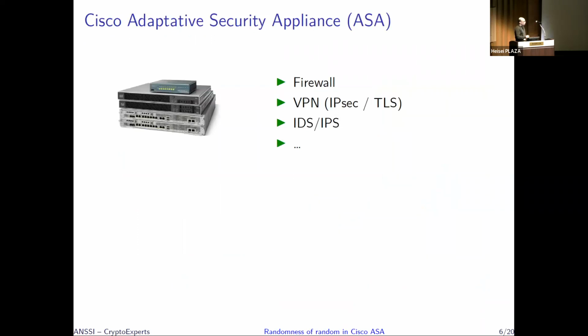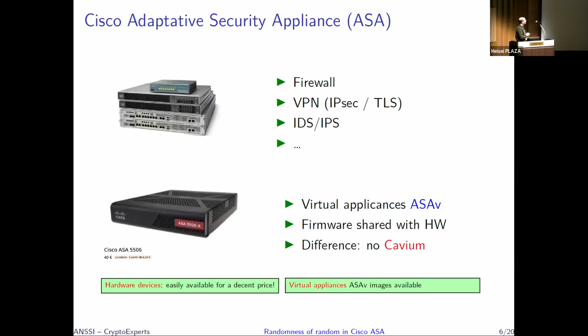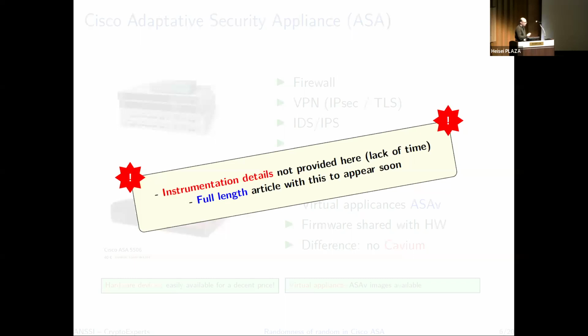This forced us to try to understand what happens inside the appliances. The ASA appliances are firewalls that implement VPN, IPsec, TLS, etc. And they come in two flavors. The first one are hardware appliances using cryptographic and network accelerators, and we got one for quite a cheap price. We also have a family of virtual appliances, ASA-V, V for virtual, that do not make use of network and crypto accelerators, but they share the same firmware as the hardware appliances. In this talk, we won't detail the instrumentation of these appliances because we don't have time, but we will have a full-length article that will detail this.